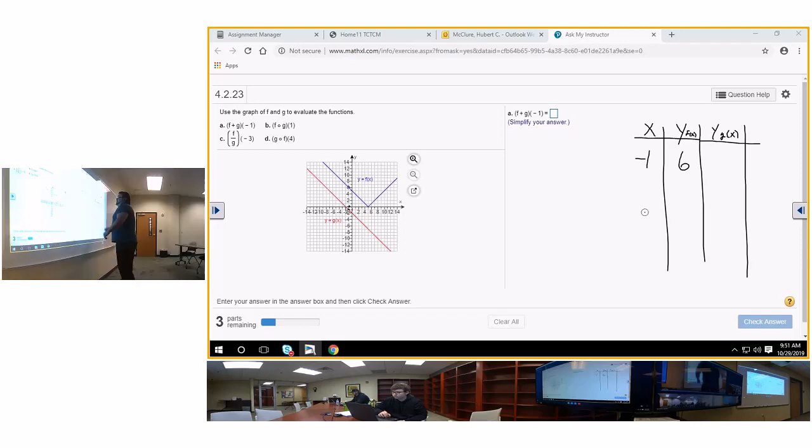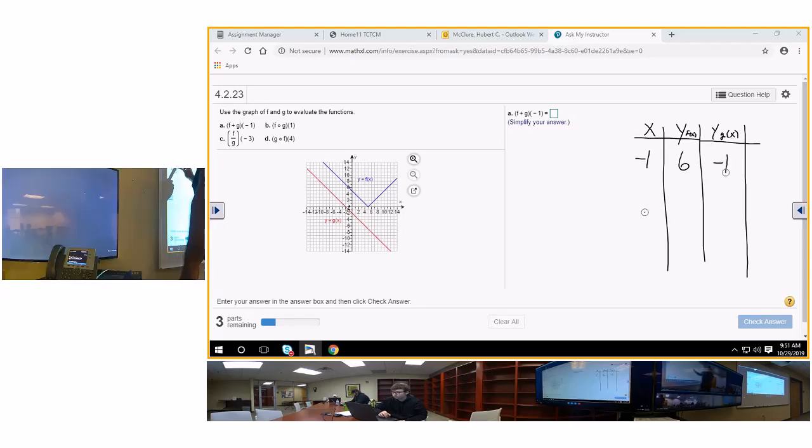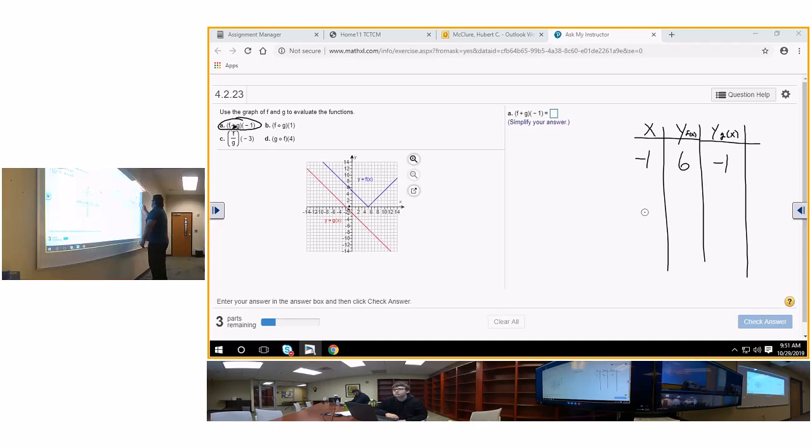So -1 here. And what are you supposed to do with those two? What are you supposed to do with them? Add them together. So this would be f plus g. So 6 plus a -1 is what? 5.